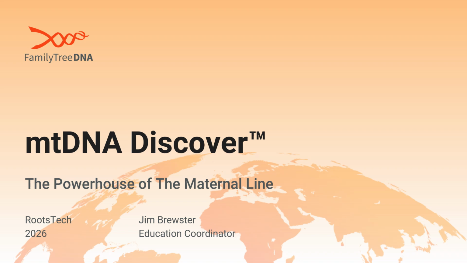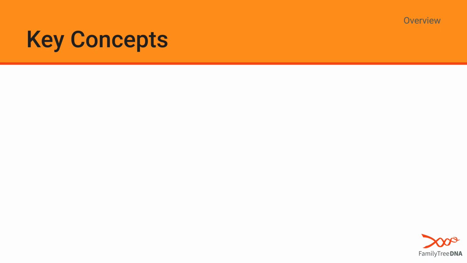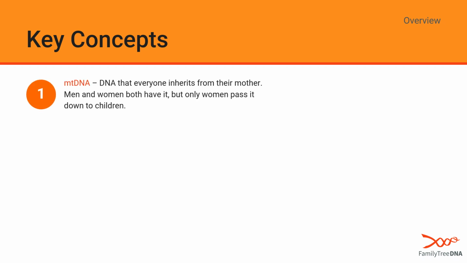Today we're going to be talking about a powerful set of tools called mtDNA Discover. Now this looks at a particular type of DNA called mitochondrial DNA. So first we're going to talk just about a few key concepts of mitochondrial DNA. The first is that it's a type of DNA that everyone inherits from their mother. So both men and women have it, but only women pass it down to their children.